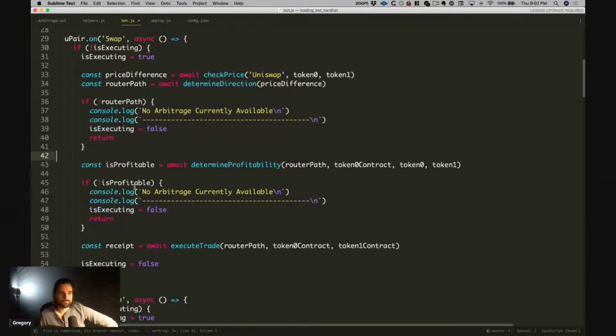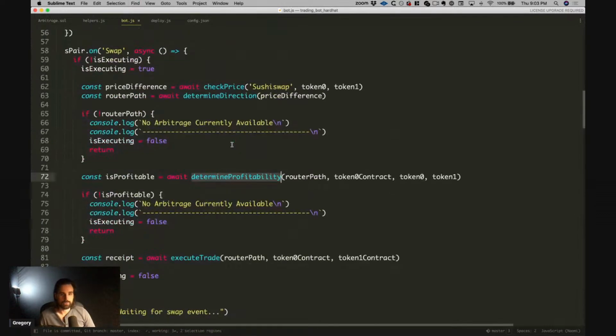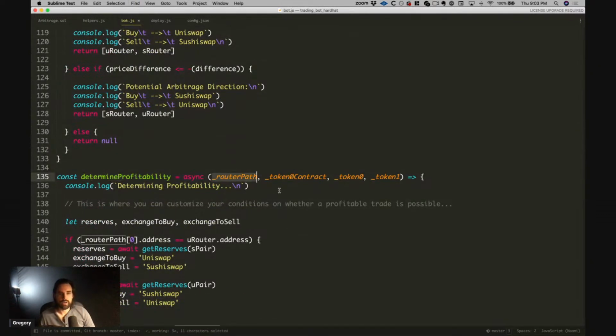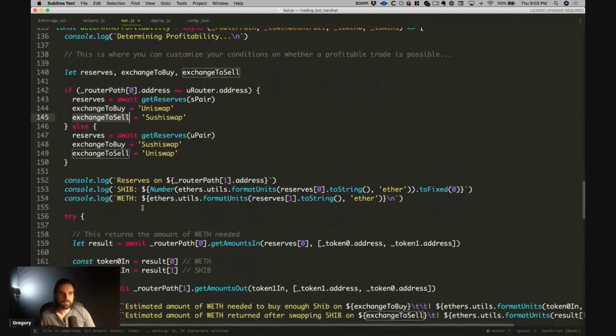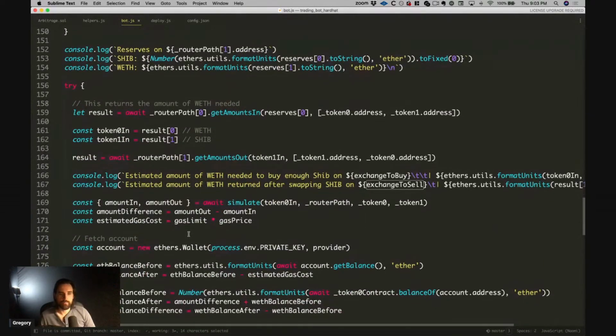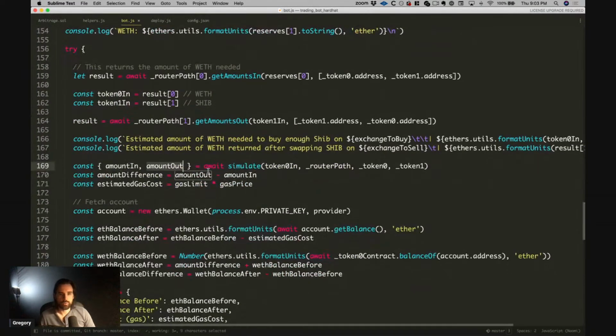Now, if it is profitable, you can check it like this. All right. So we determine profitability with this function, determine profitability. Basically, we take the router path. We get the token contract, token 0, token 1. We get the reserves here. All right. We check the exchange to buy and sell. And then basically right here, we do the math to determine if a profit can be made by arbitraging those reserves. We do amount in, amount out. We simulate with this function here. And then we look at the amount difference. And then we take out the gas fee, okay, to make sure that it's actually going to be profitable.